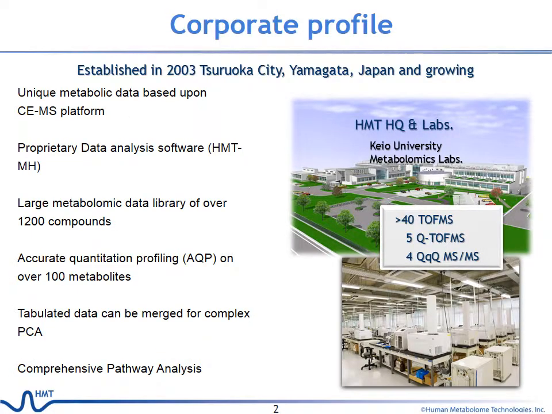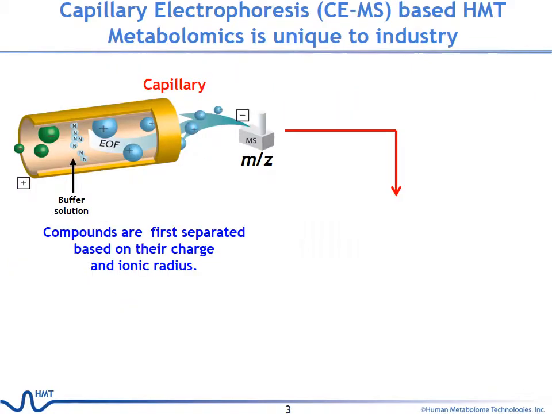HMT was established in 2003 in collaboration with Keio University with over 10 years experience. Our platform is based on capillary electrophoresis mass spectrometry, and we have developed a proprietary data analysis program. We have a large library of over 1,200 compounds, where 900 are annotated and over 100 are accurately quantitatable. We can provide complex statistical analyses, and we provide you with a comprehensive pathway analysis.